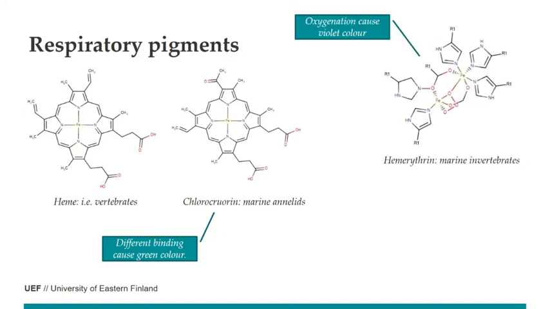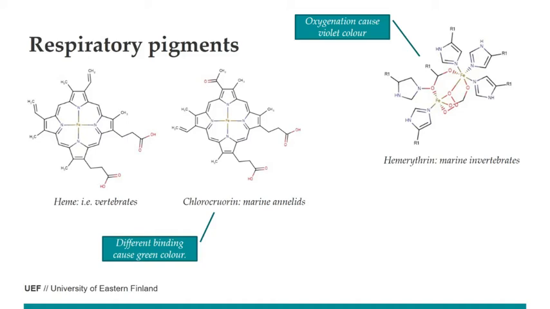Then we have hemerythrin in some marine invertebrates. There are actually 2 irons where several oxygen atoms are binding. And now the oxygenation is causing a violet color. And as you can see, now these rings are not bound together, which means that it's a more complex structure, something to do with 3-dimensional things, etc.